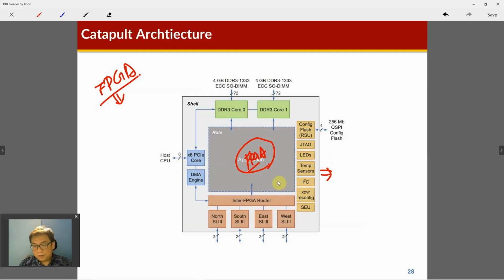As you can see, this Catapult chip has the host CPU interface, and the Catapult is connected to the host via the PCIe bus. Also, the Catapult is connected to the network of the server system, so this network fabric is also connected to the Catapult FPGA. Other peripheral IPs are also equipped in the Catapult FPGA.